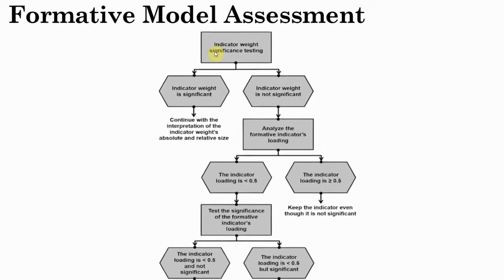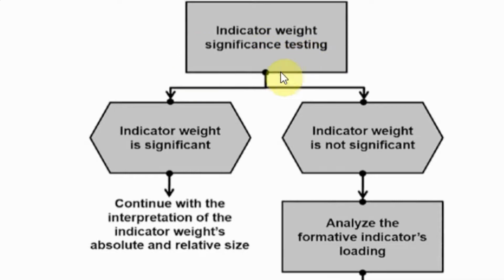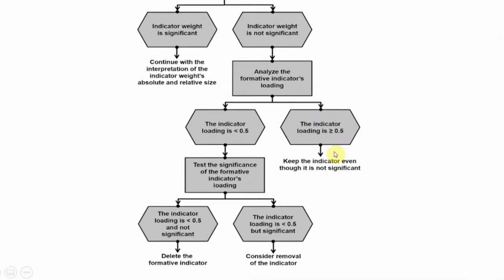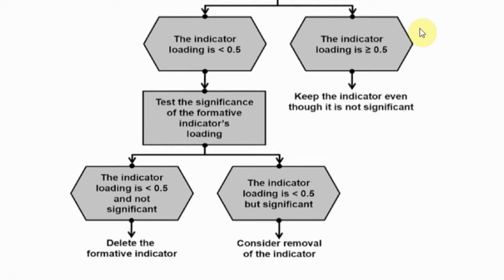Now look at this. First of all, have a look at your indicator weight significance testing. Test the significance of your indicator weights. If they are significant, no issues, you can continue. Now what if they are insignificant? Then you have to assess the factor loadings. If the loadings are greater than 0.5, go ahead, there is no issue. But what if the loading is less than 0.5? Then you will have to assess whether the loading is significant or not. If the loading is significant, you may consider its removal, but if it affects the content validity, do not remove the indicator. But if it's less than 0.5 and not significant, then you can delete the formative indicator.